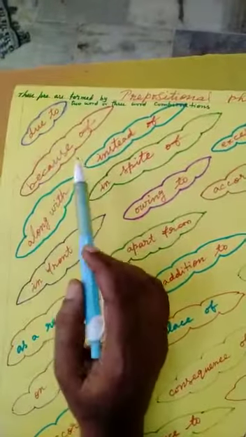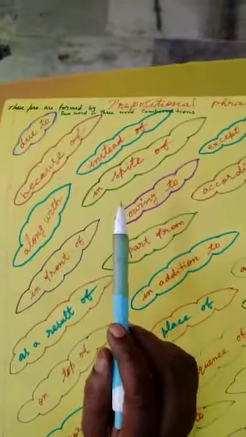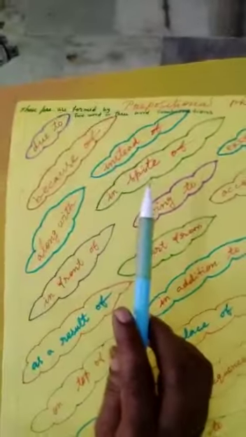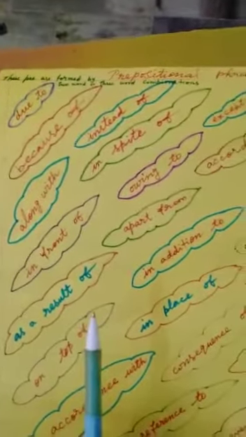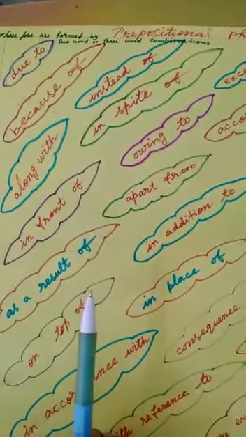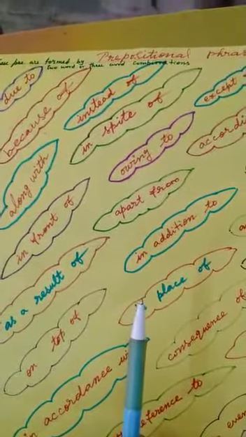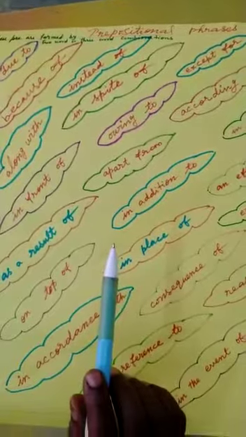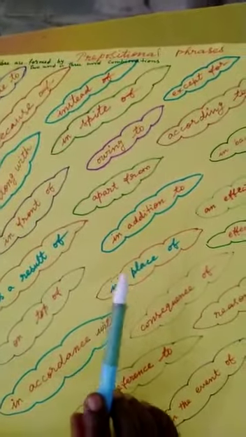Now, let us see about prepositional phrases. A preposition and its objects are together called a prepositional phrase. A prepositional phrase is a group of words containing a preposition, its object, and any word that modifies the object. In another way, we can say a prepositional phrase is a group of words that begins with a preposition and ends with something called the object of the preposition.